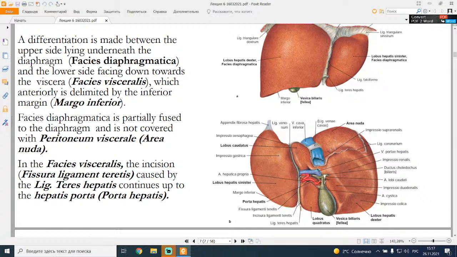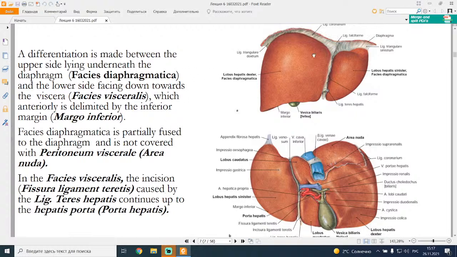This is the porta hepatis. You see lobus hepatis dexter, facies diaphragmatica. This is facies visceralis. This is the ligamentum falciforme. This is ligamentum coronarium, ligamentum triangulare sinistrum, dextrum.